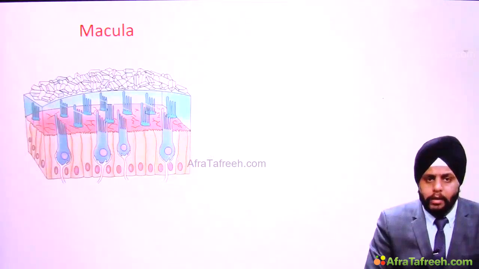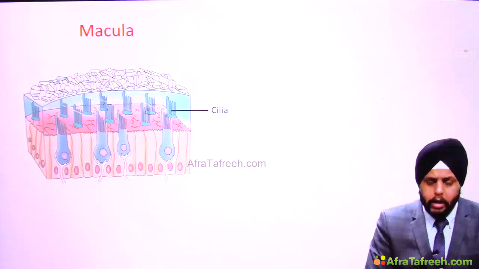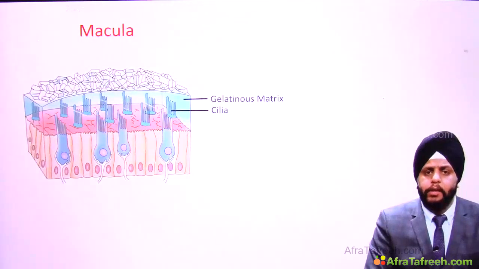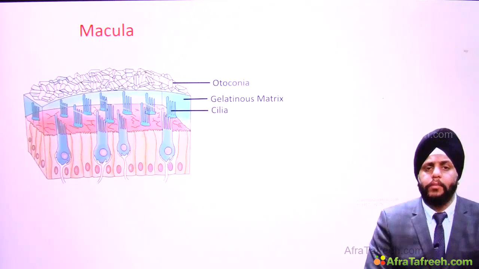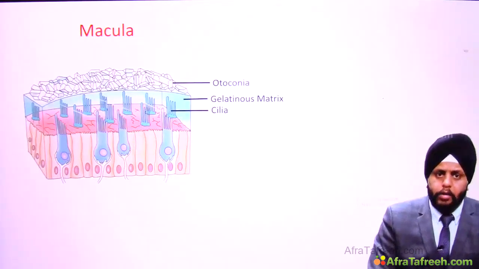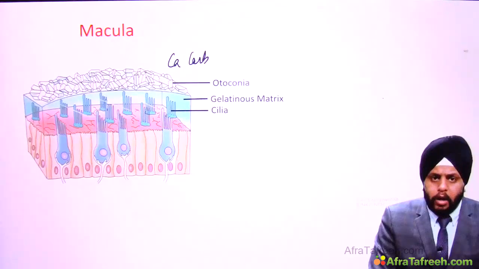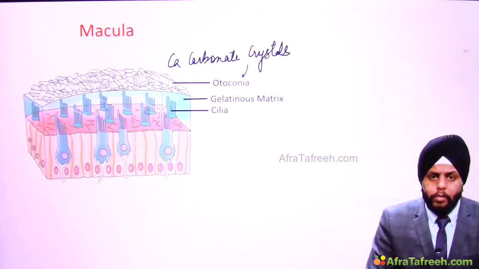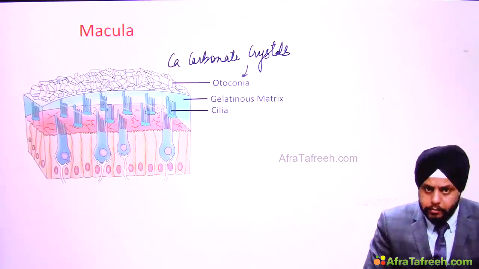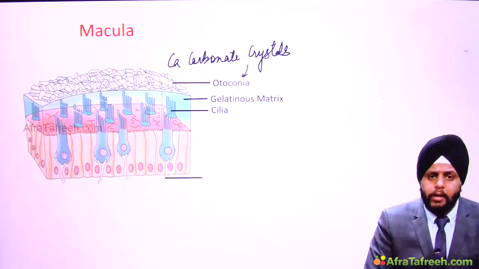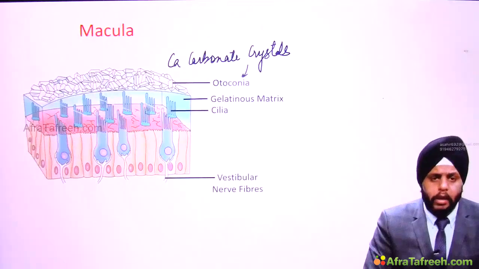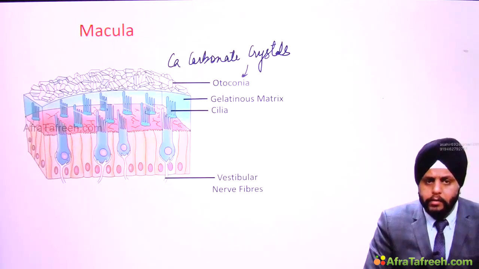Now look at this macula. This macula also has hairs known as cilia. These are embedded in a gelatinous material. This gelatinous material, however, is covered by calcium carbonate crystals. These calcium carbonate crystals are known as otoconia. Oto means ear, conia means crystal. So otoconia, crystals in the ear. Other than that, we can also see the vestibular nerves and the supporting cells around these cilia.